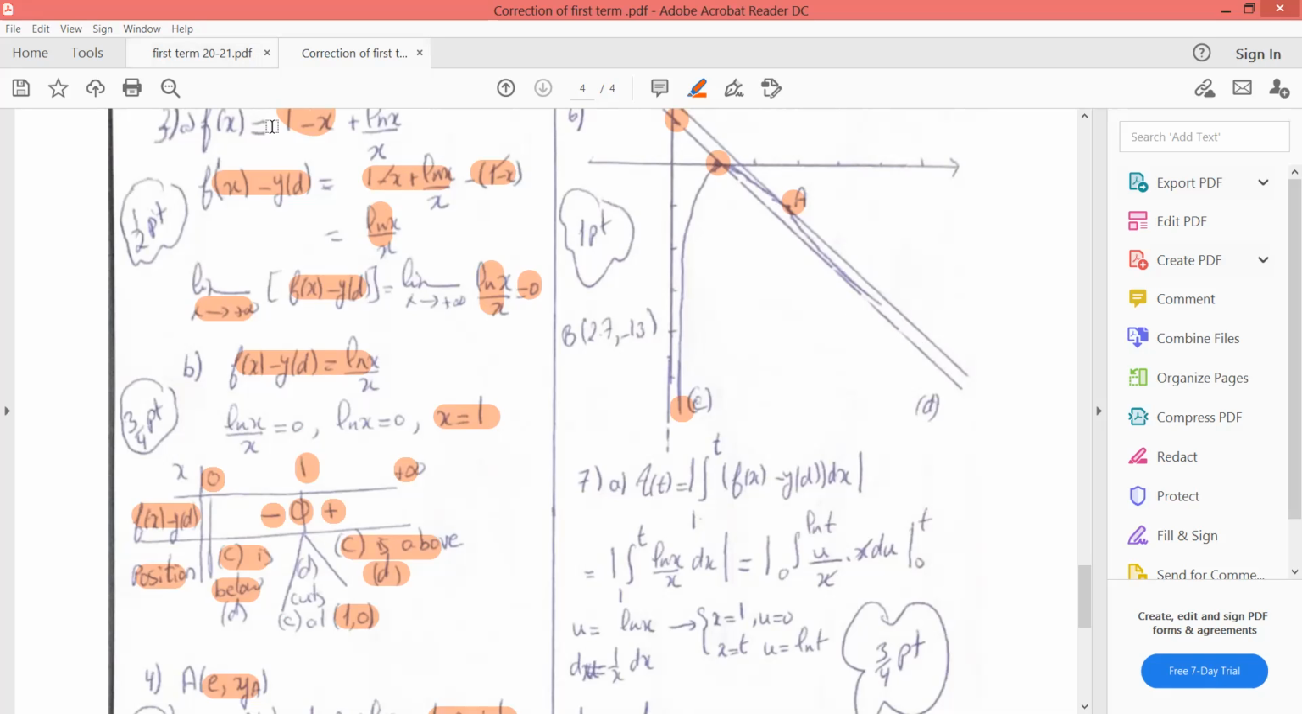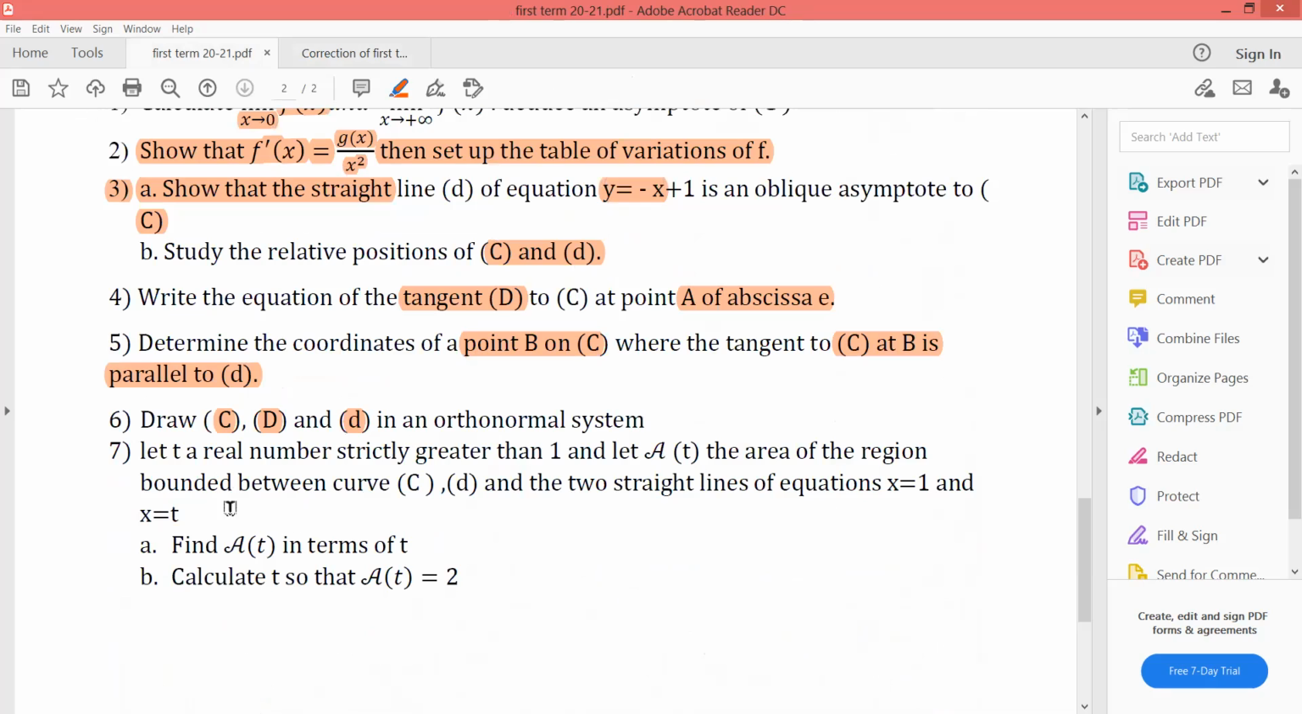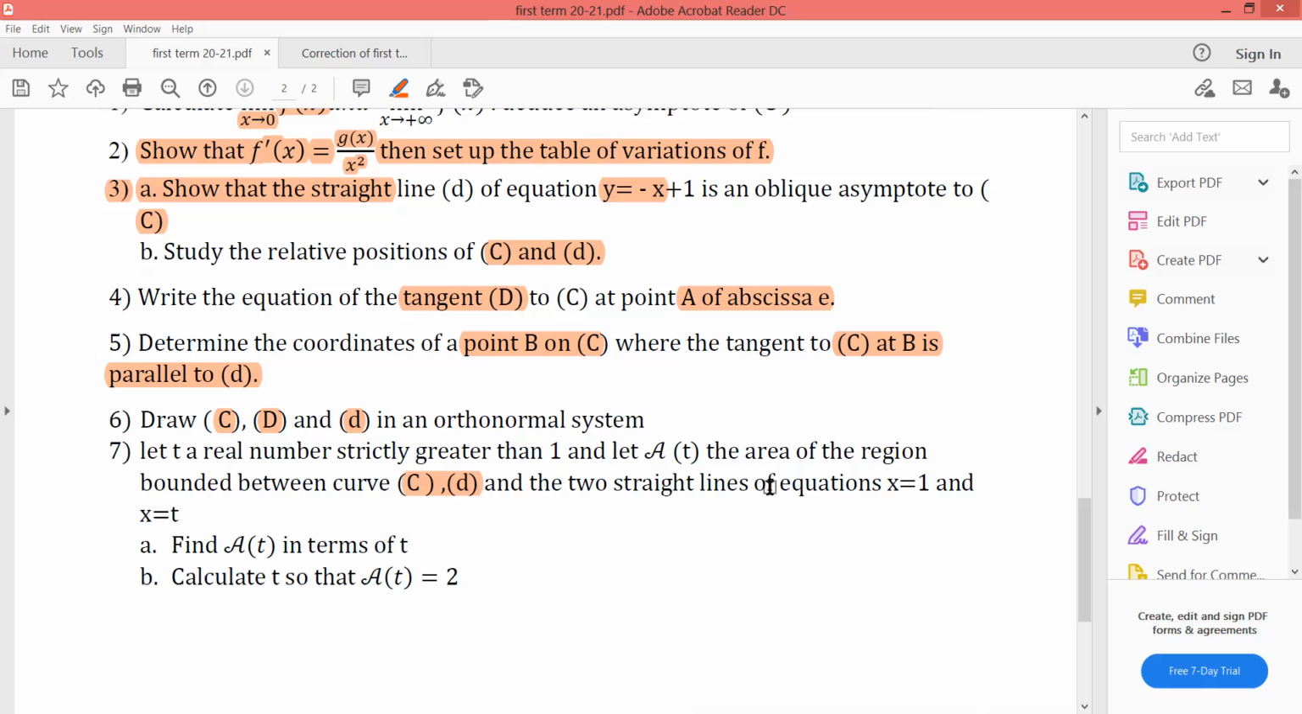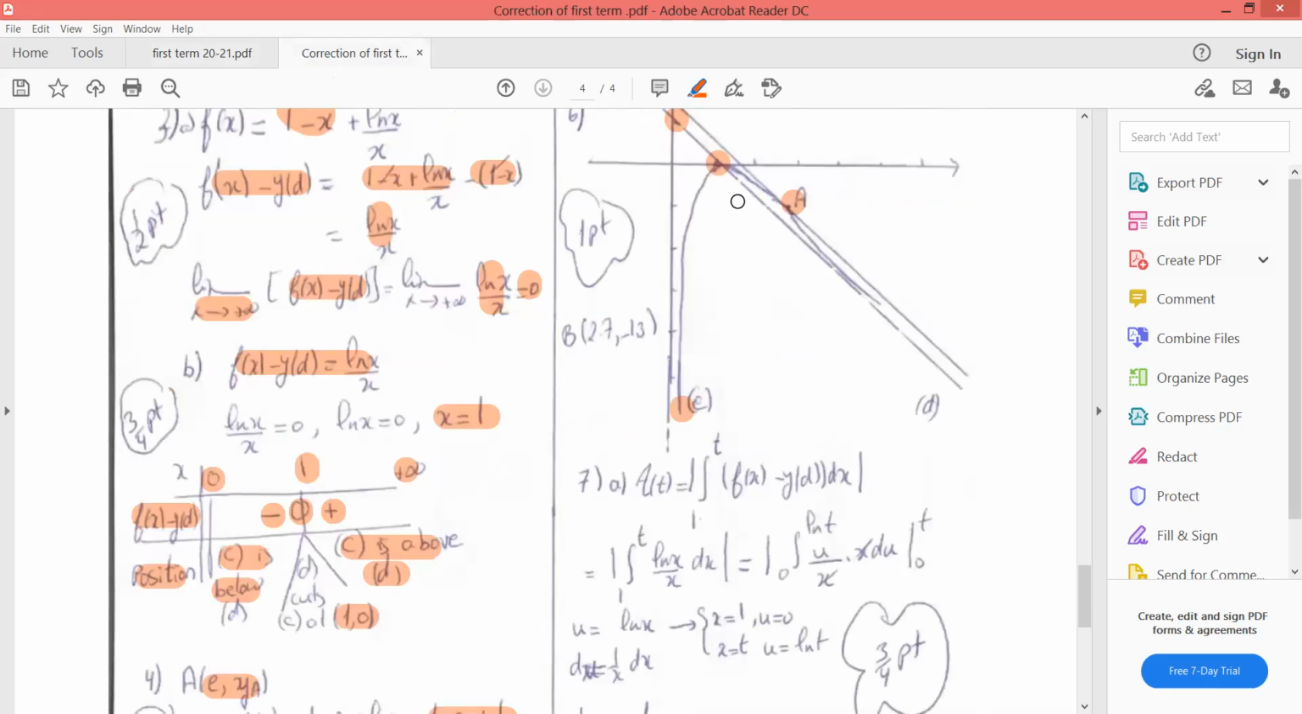Part 7. Let t be a real number greater than 1. A of t is the area of the region between C and D and the two lines of equation x equals 1 and x equals t. As you know, the area between a curve and a line equals the integral from a to b, which is 1 and t, of f x minus y D. Why f x minus y D? Because the curve is above. Otherwise I put it in absolute value.